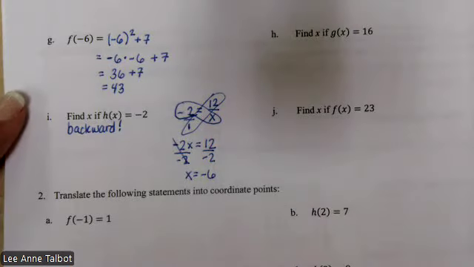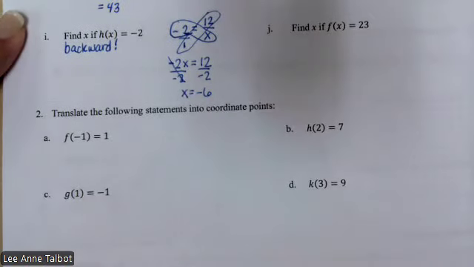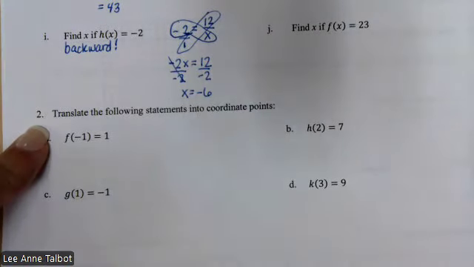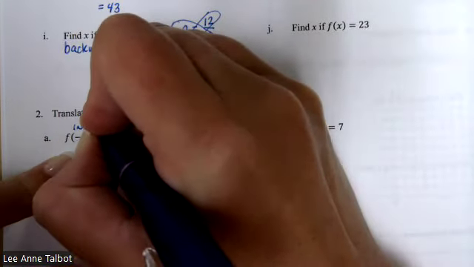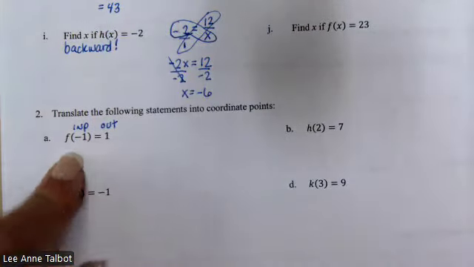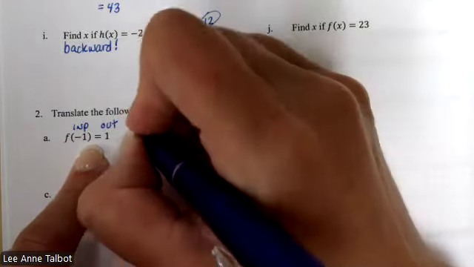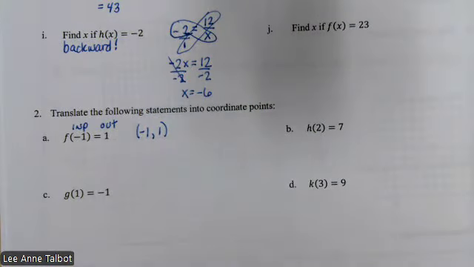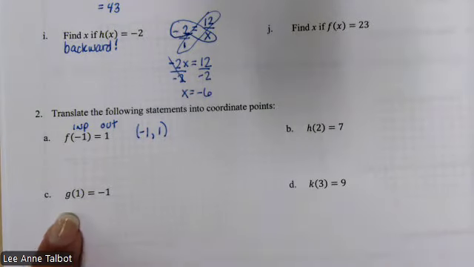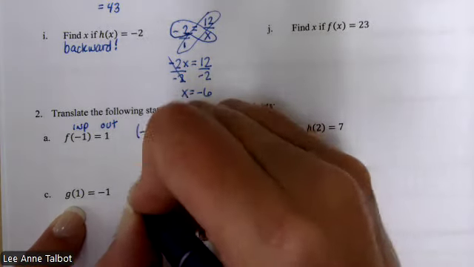Now let's go down to the bottom part. Translate the following statements into coordinate points. Remember, this is the input and this is the output. So the coordinate point is -1, 1. That's really it, that's the full answer there. What's the answer for C? Anybody? Beautiful.